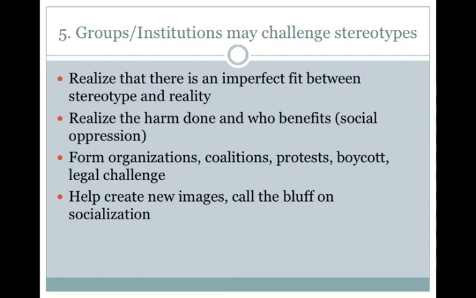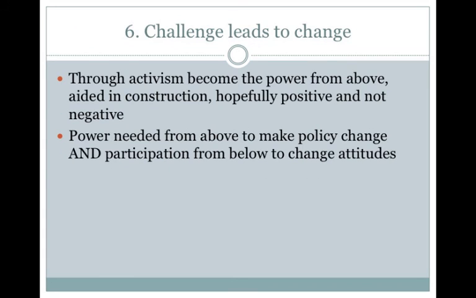Realize the harm that's done and who benefits, that race and racism, the way it's being practiced, causes social oppression. Form organizations, coalitions, protests, boycotts, and any legal challenge as a way to deconstruct these stereotypes, especially as they cause harm to individuals and groups of people. And then help to create new images, call the bluff on socialization, that we don't have to internalize these images, so that we can actually change them and bring in a more positive spin on our sense of identity, ethnic or racial identity. The sixth step is how challenge can lead to change.